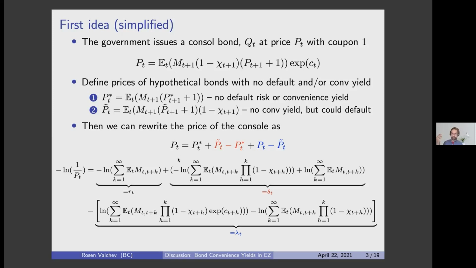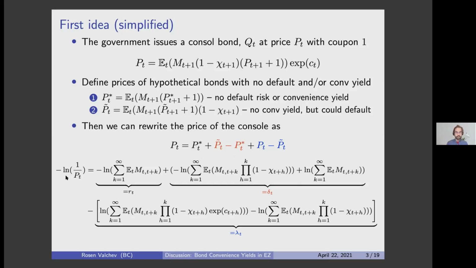I'm assuming that P star and P tilde assets just don't exist. So the price that actually is traded in the markets, this P_t, could be expressed as a deviation from this ideal no default, no convenience yield bond P star, right? So it's going to be P star plus 2 deviations. One deviation is essentially a compensation for default risk, and another deviation is essentially the value of the convenience yield of an asset that has the same default profile, but doesn't have this extra liquidity or convenience value.